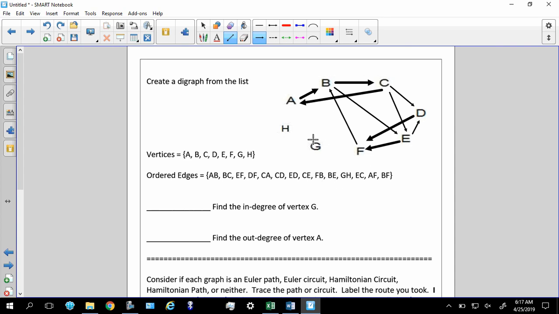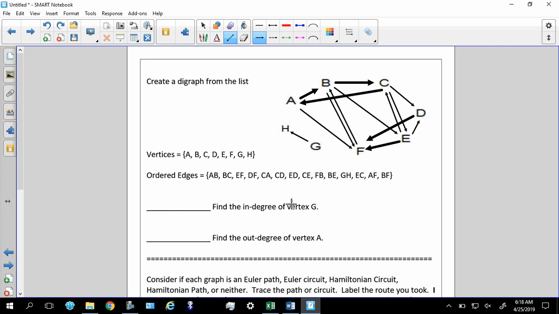G to H. There's an E to C. This is actually a pretty long one. All right, A to F. Let's see, A to F, and then lastly B to F. All right, there we are.